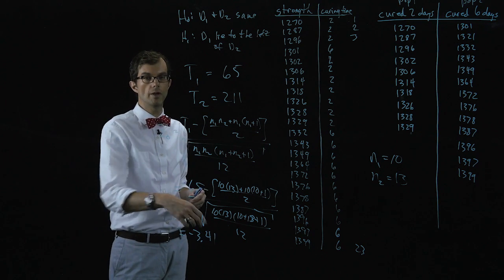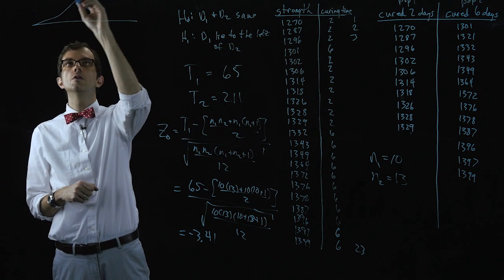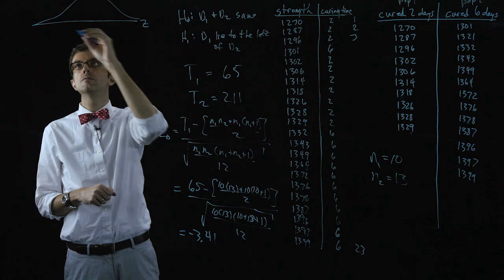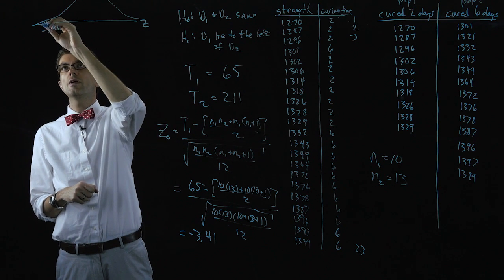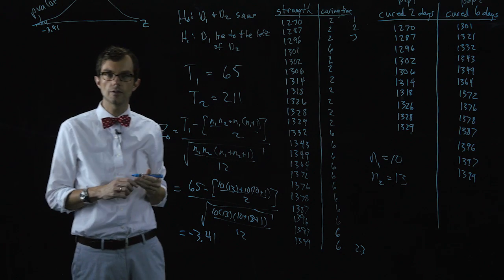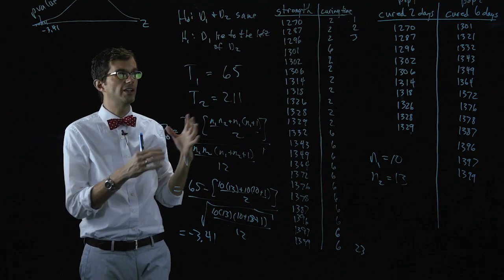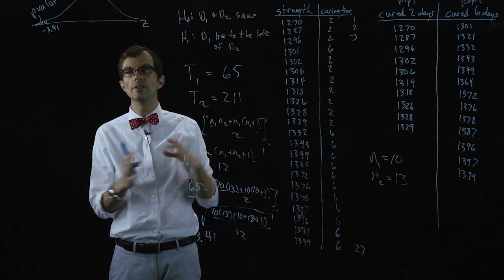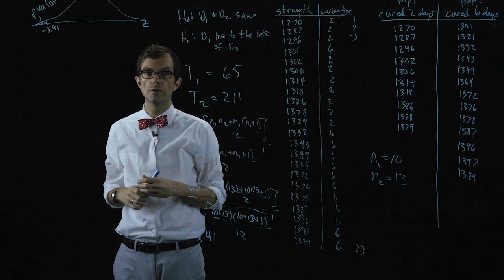Okay, so we go over here, go to our z distribution. Here's our test statistic. It's negative 3.41. This right here, that area, is the p-value. Okay, we have a lower tail test here. This is just a one-tail test because we explicitly want to know if D1 lies to the left of D2. And if it lies to the left, we're going to reject in the lower tail.